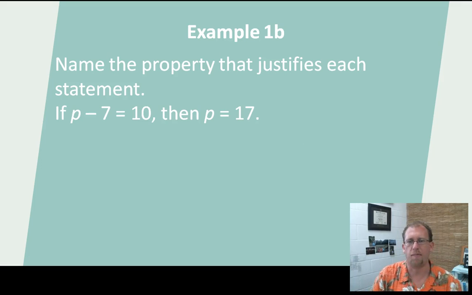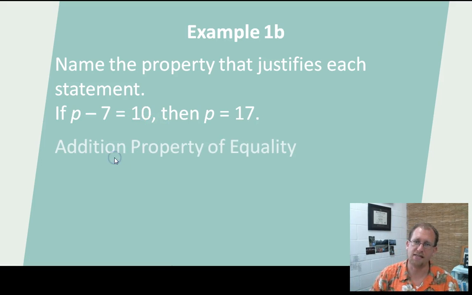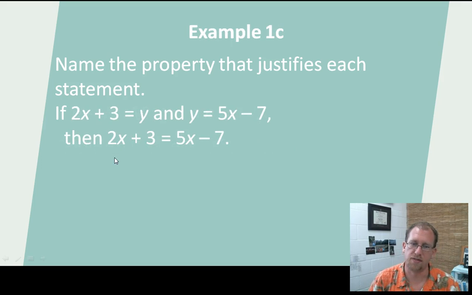Okay, name the property that justifies each statement. If p minus 7 equals 10, then p equals 17. And again, in algebra, you learned you just add or subtract the same thing to both sides. So here, if we're getting p by itself, we add 7. What did you do? That's the addition property of equality. Okay, you added the same thing to both sides.